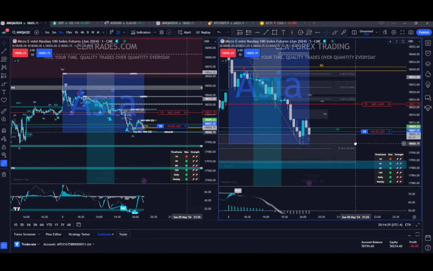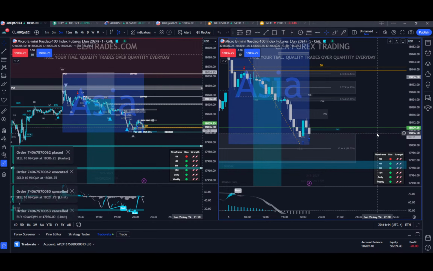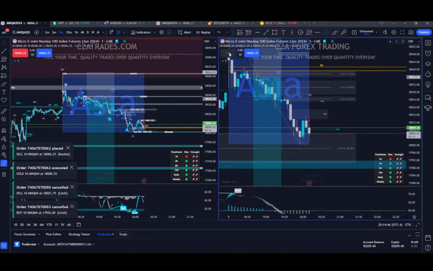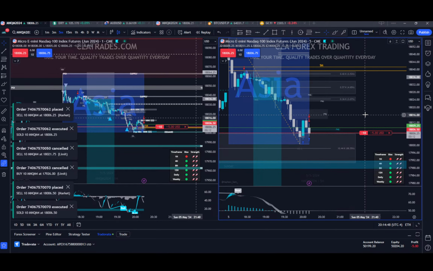Man, how the hell am I down $40 if I'm in profit? Oh man, did I click the buy button instead of sell? Yeah, that's what happened.